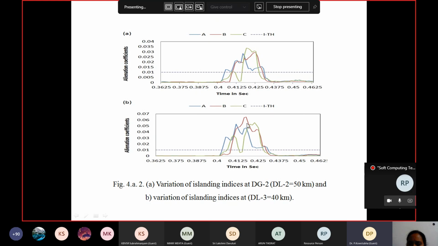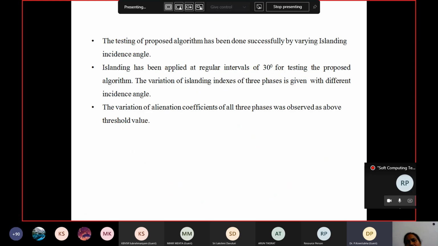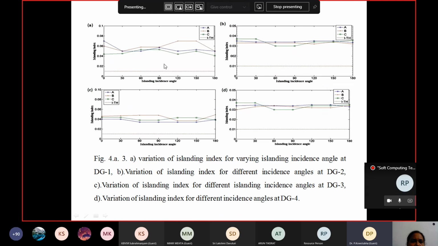I am getting all these waveforms, and the testing of the proposed algorithm has been done successfully by varying the islanding instance angle. Islanding has been applied at regular intervals of 30 degrees for testing the proposed algorithm. The variation of islanding indexes of the three phases is given with the different instance angles. The variation of alienation coefficients of all three phases was observed above the threshold value, for 30, 60, 90, 120, 150 and 180 degrees.